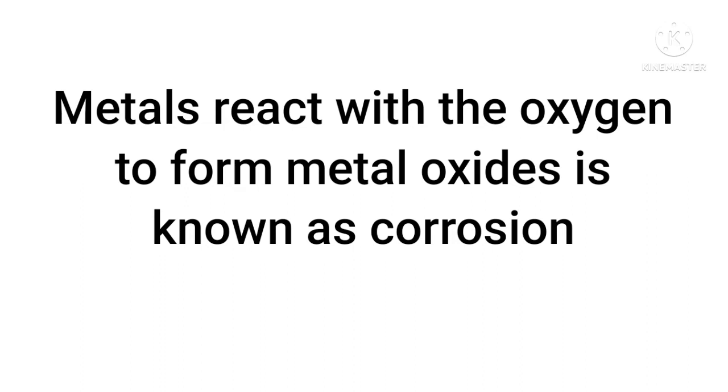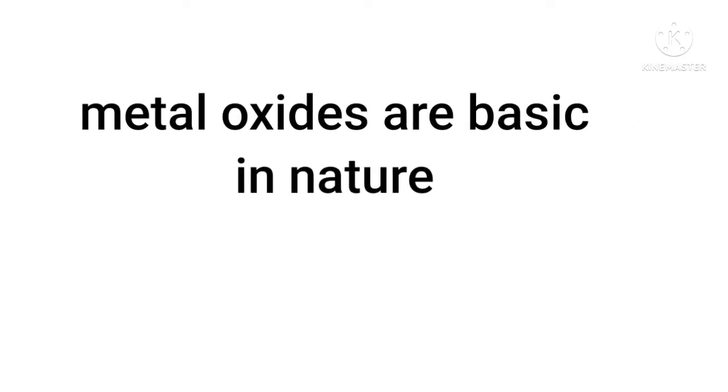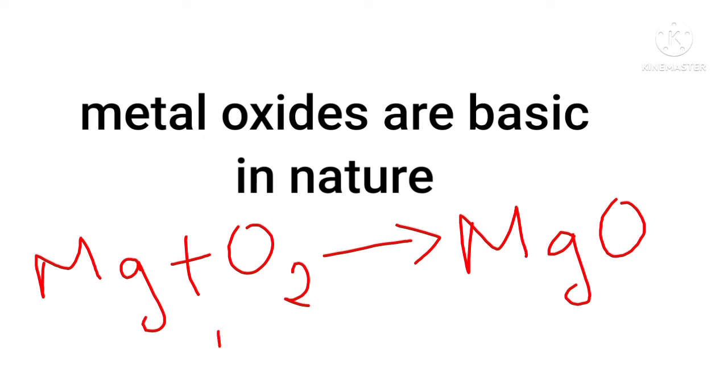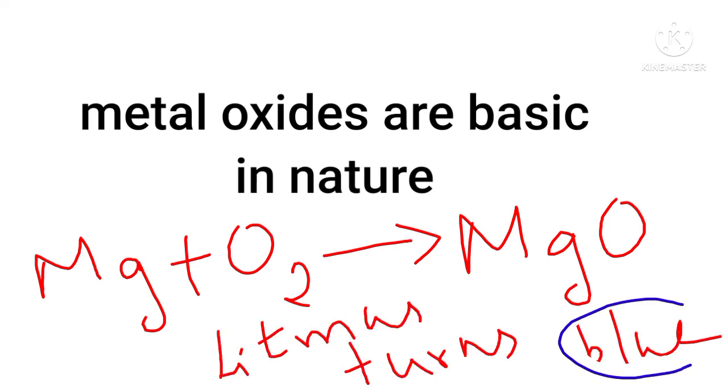When you see the nature of metal oxides, they are basic in nature. For example, if you burn magnesium ribbon, magnesium being a metal, in the presence of oxygen, you will get magnesium ashes, isn't it? That is magnesium oxide. Mix that magnesium oxide in water and test with litmus paper. What is the use of litmus paper? Litmus paper is used to test the nature of the solution. The litmus paper turns blue. That means oxides of metals are basic in nature.